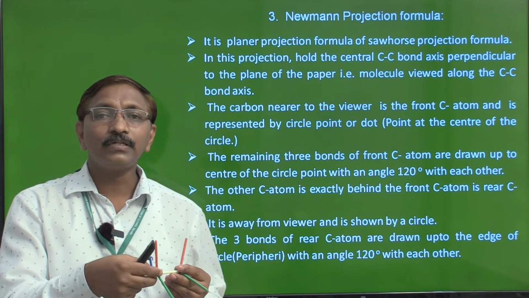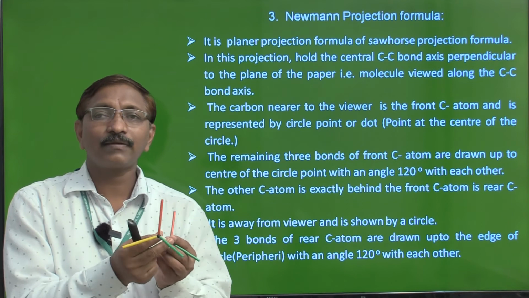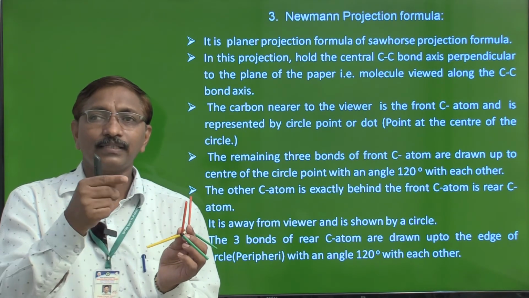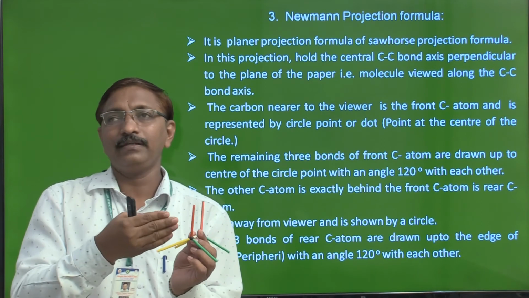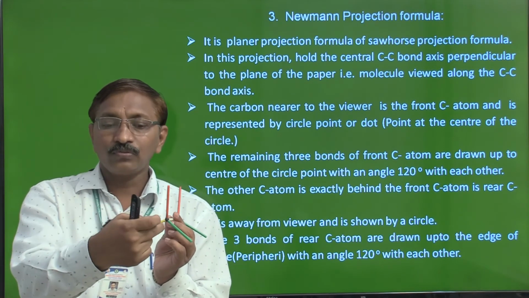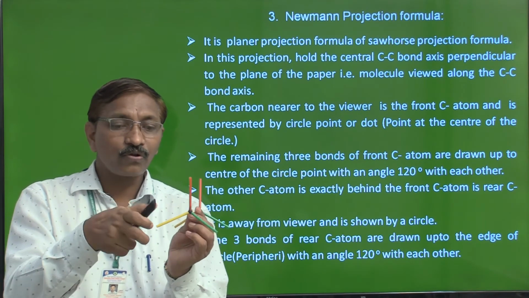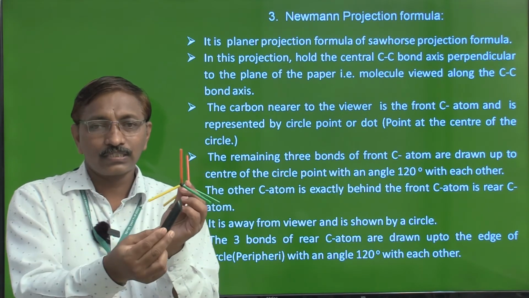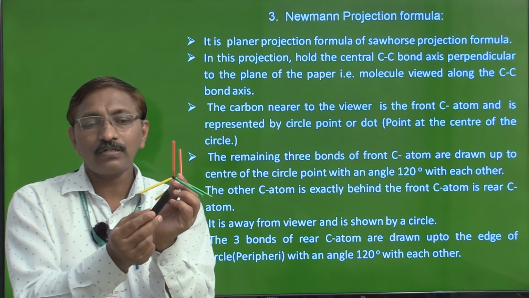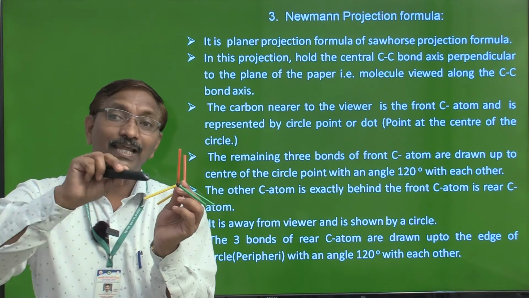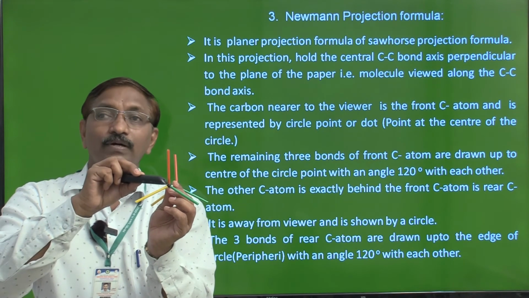So that is nothing but, in three dimensions, whatever the central carbon-carbon bond is, we can take it on paper or on the board as perpendicular to that plane. So we will view the molecule along this carbon-carbon bond axis, and if you view from this axis from your side, then we can observe the front carbon atom and the rear carbon atom in one plane, in one line. We can observe only one.